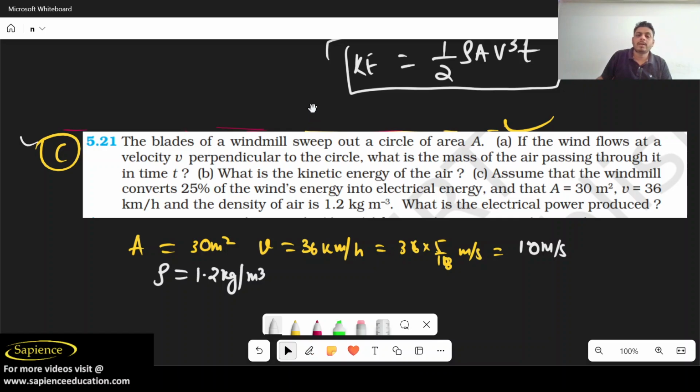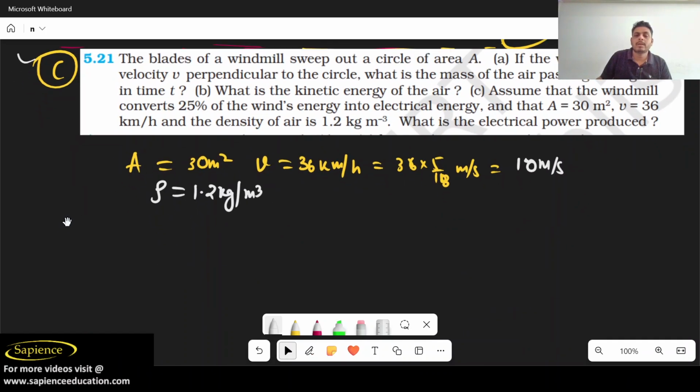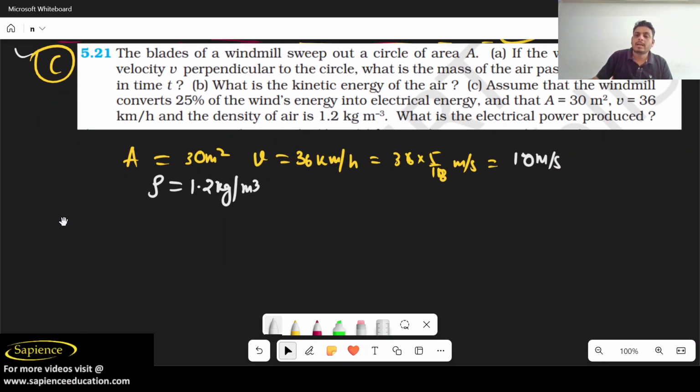Now if they have provided density 1.2 kg per meter cube, so what is the electrical power produced? First of all, how much energy are we getting? We are getting energy from air in the form of kinetic energy. So energy from air, how much are we getting? That is in the form of half mv square.